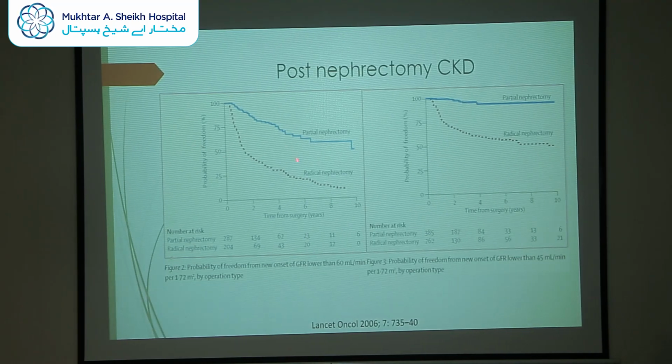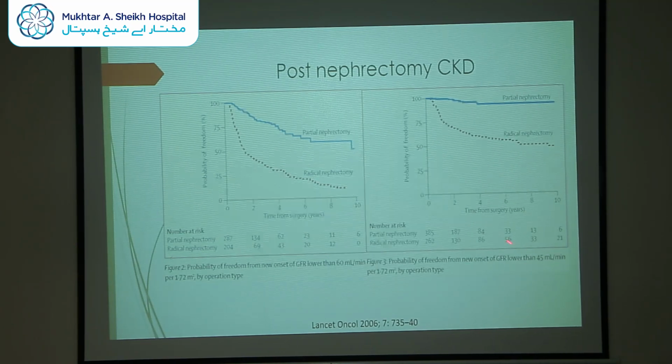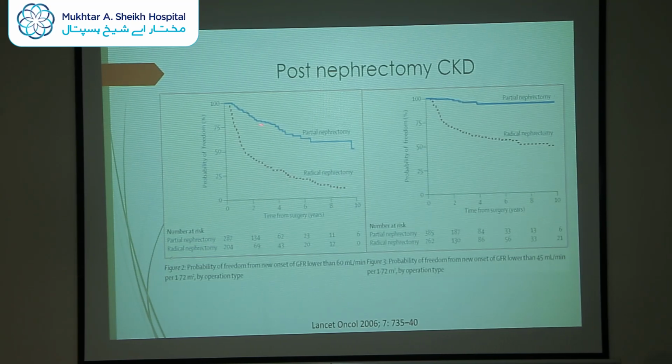The analysis was divided with the left cutoff at 60 ml per minute of eGFR and the right at 45 ml per minute. You can see very clearly, if you take the 3-year cutoff, that almost 80% of patients who underwent partial nephrectomy had an eGFR of more than 60 ml per minute after 3 years, but only about a third, 35%, of patients with radical nephrectomy had an eGFR greater than 60. And this is in patients who supposedly had normal kidney function and 2 normal kidneys.